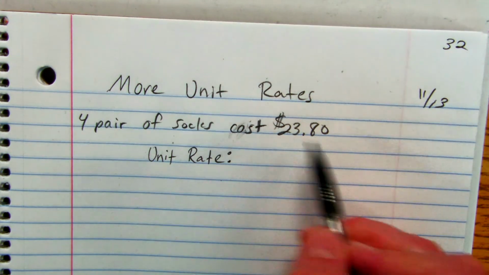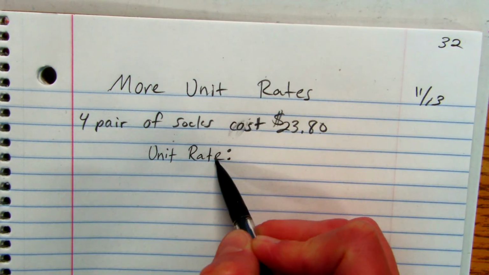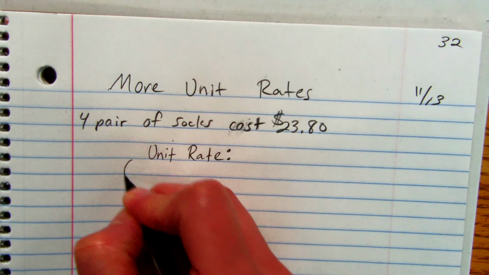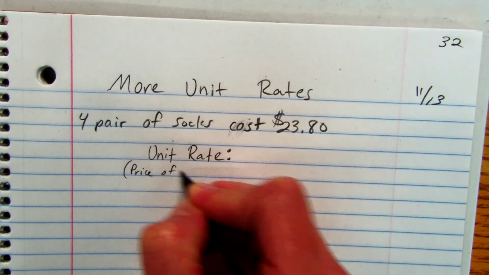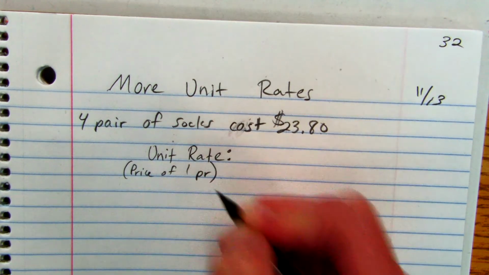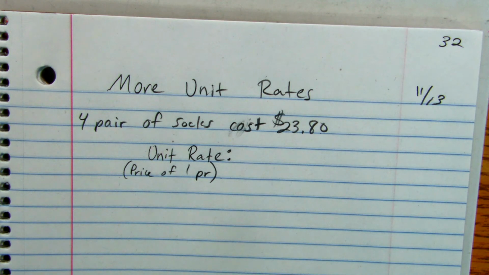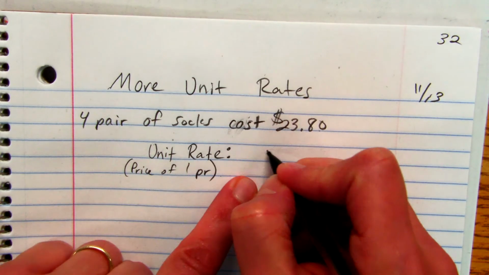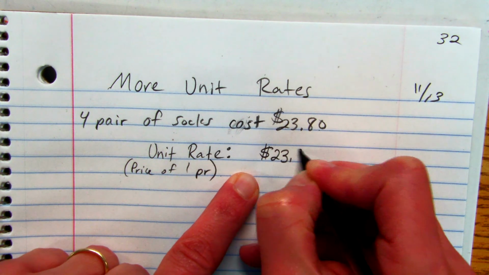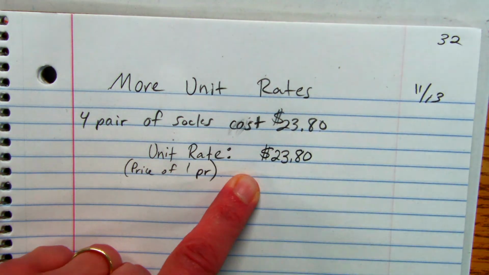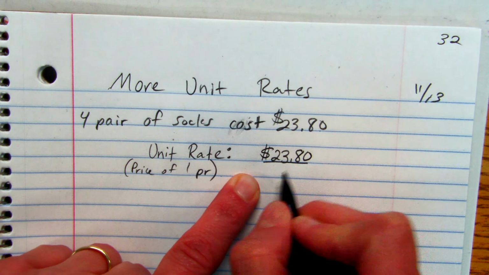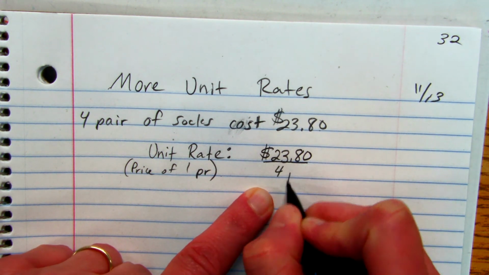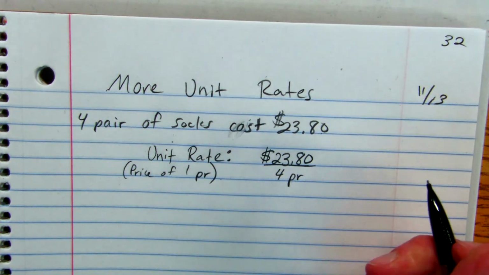So 4 pair of socks cost $23.80 and we're trying to find the unit rate. What we're really trying to do is figure out the price of 1 pair. We're trying to figure out, okay, well, 4 pairs of socks was $23.80. How much was 1 pair? When you are doing this kind of problem with the price, they're always wanting you to set up the rate with the price on top. It's always dollars per whatever you're buying. So you're going to have the dollars on top and the 4 pair of socks on the bottom. I'm just going to abbreviate that PR.